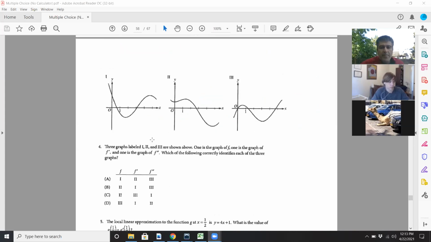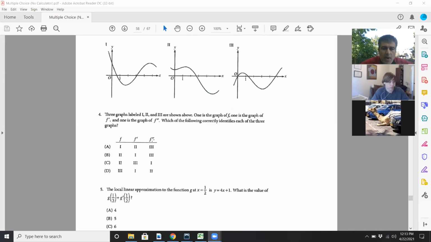For number 4, they're asking you one graph is f, one graph is f prime, one is f double prime. Which of the following correctly identifies each of these 3 graphs? So it's a little tricky. What you're going to want to do is look at tangent lines first, or horizontal tangent lines. You might remember that little demonstration we did. We had to draw the tangent. So I draw the derivative from the original graph and I look at tangent lines. So I would probably look at horizontal tangents first. That might help as a strategy.